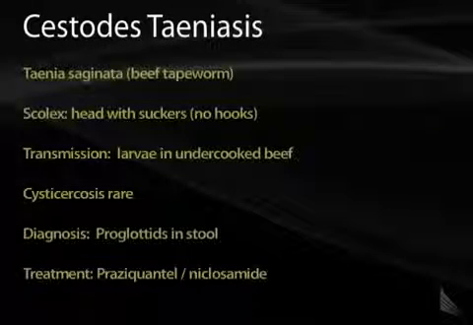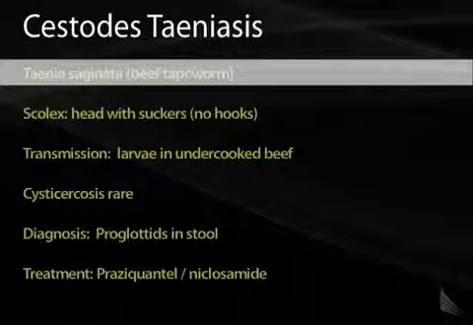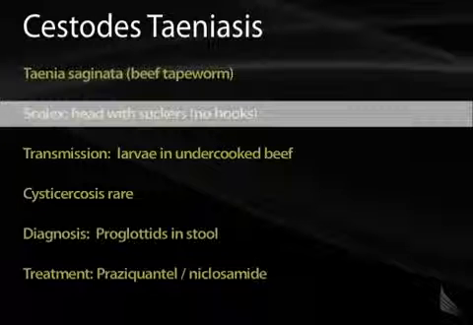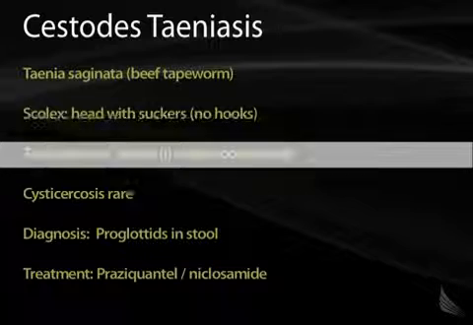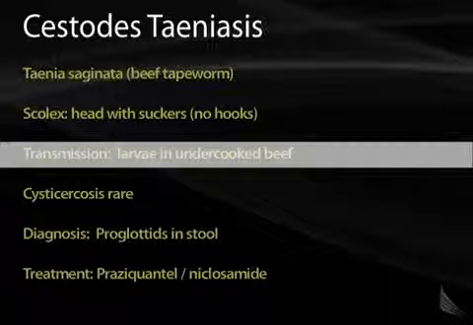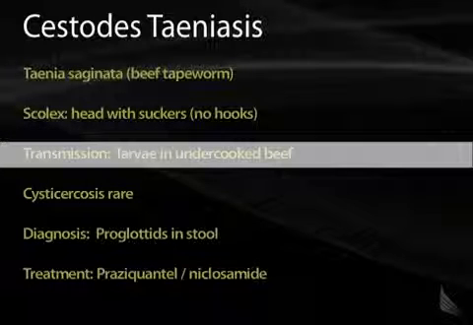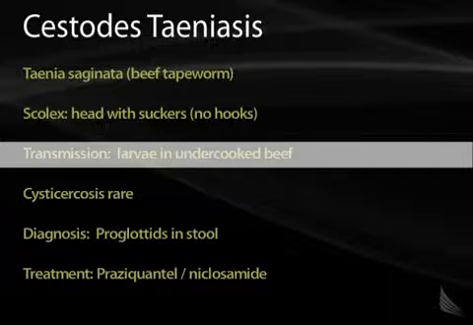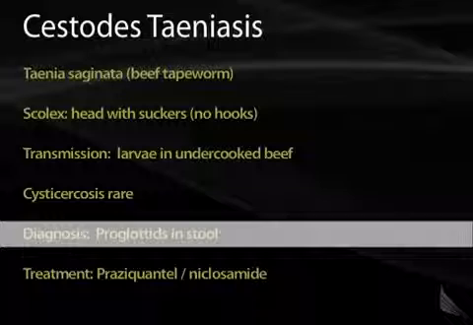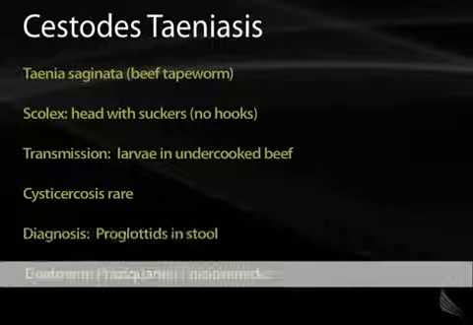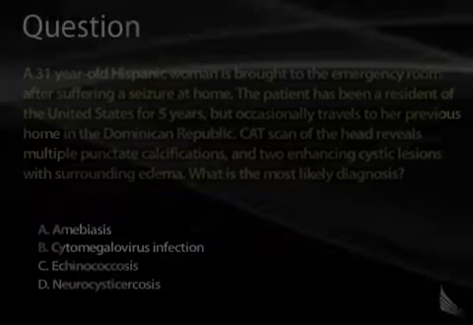If you get cestode taeniasis, you get Taenia saginata, which is the beef tapeworm. Again, you've got a scolex or a head with suckers, but it has no hooks. The transmission is you ingest the larvae in undercooked beef. Taenia saginata is a rare cause of cysticercosis, and the diagnosis is by identifying the proglottids in stool. You treat with praziquantel or niclosamide.